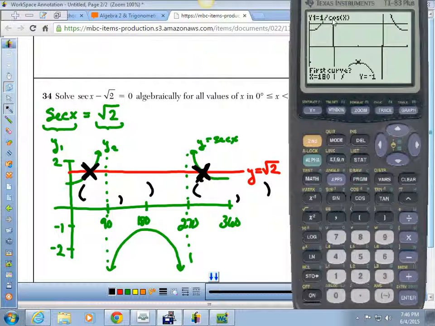Well, is y1, 1 over cosine x, the first curve? Yep, absolutely it is. So I hit enter. And then is y2, the square root of 2, my second curve? It absolutely is, so I'm going to hit enter. And then they want me to move into a guess. Well, my first guess, I'm going to move it over to here. Right about there. And I'm going to hit enter.